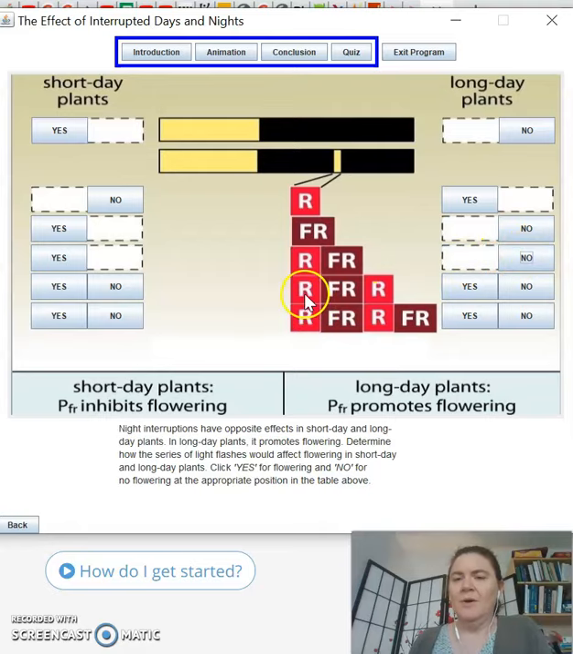Here, we're going red, far red, red, which is almost the equivalent of here. Interrupt with daylight, convert back to phytochrome far red, convert back to phytochrome red with the red light sunburst, which means we've interrupted the night, so no flowering in the short day plants, and flowering.